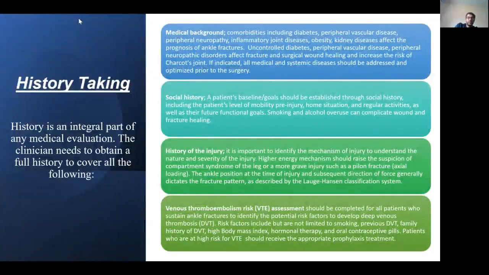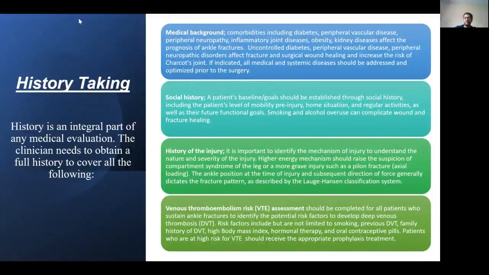History taking. When you evaluate an ankle fracture, history is an integral part of any medical evaluation. As a clinician, we need to obtain a full history covering the medical background and comorbidities, including diabetes, peripheral vascular disease, peripheral neuropathy, inflammatory joint disease, obesity, and kidney disease, which all affect the prognosis of ankle fractures.